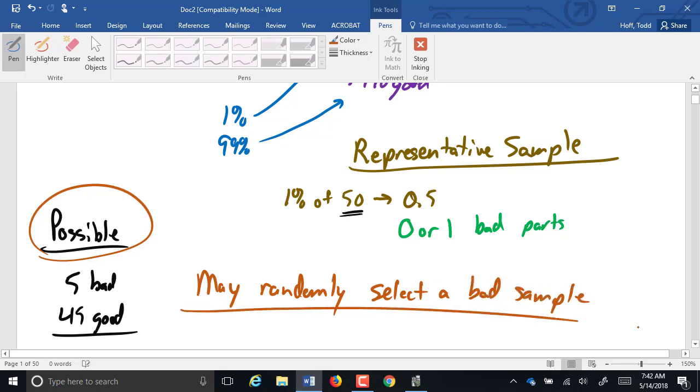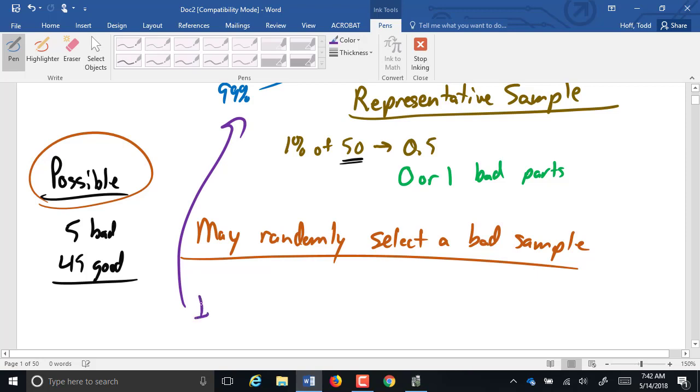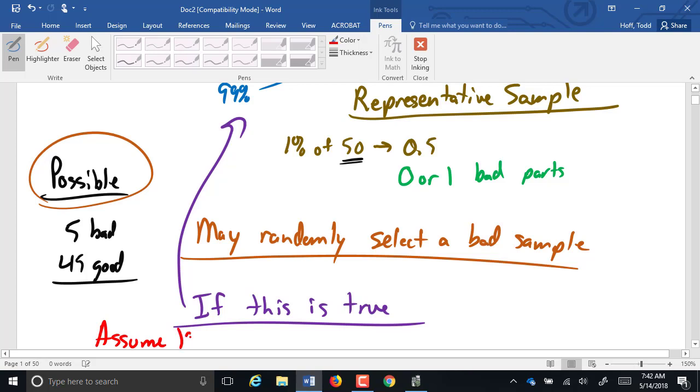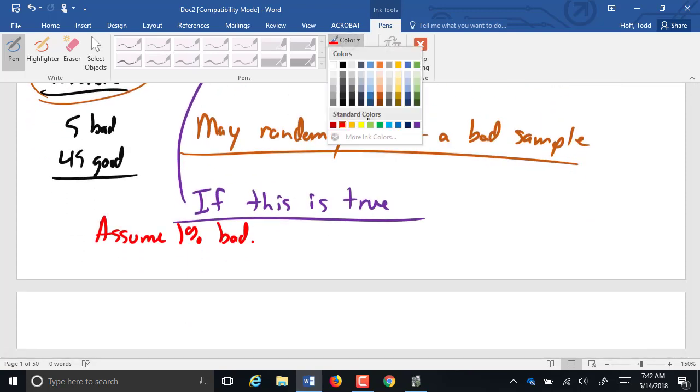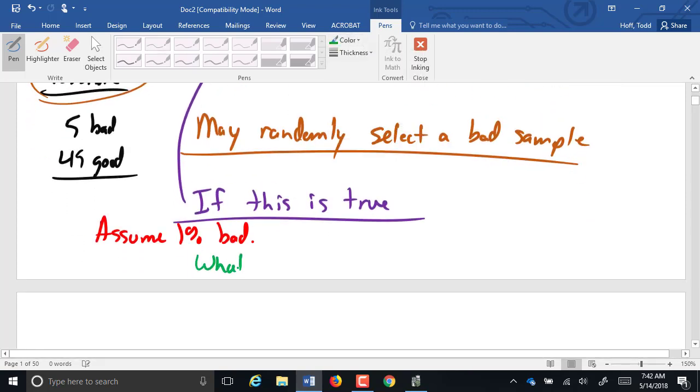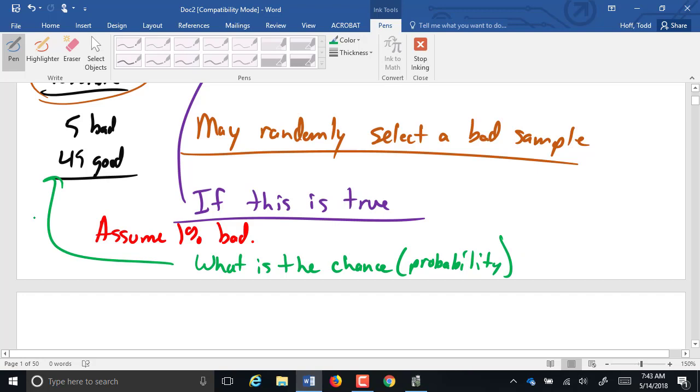So what we do is we're looking for what is the probability, if that is true, so we assume that only 1% of our parts are bad. So if we assume that 1% of our parts are bad, what is the chance, what's the probability that we might actually select 5 bad parts out of 50 for that sample?